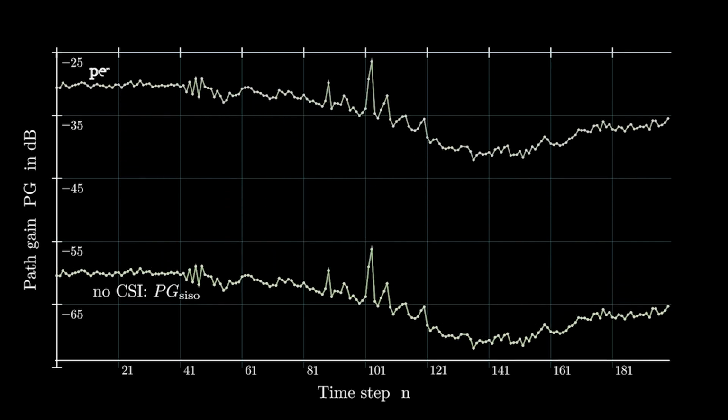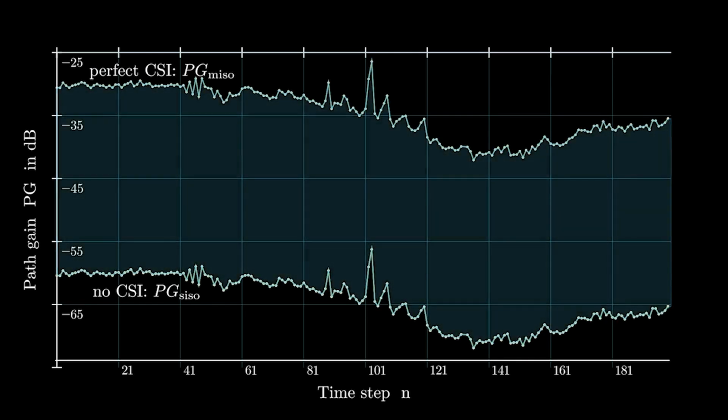Having perfect channel state information would result in the optimum MISO efficiency, which leverages the full array gain that is identically equal to the number of array antennas. This is the efficiency range that we typically operate in.